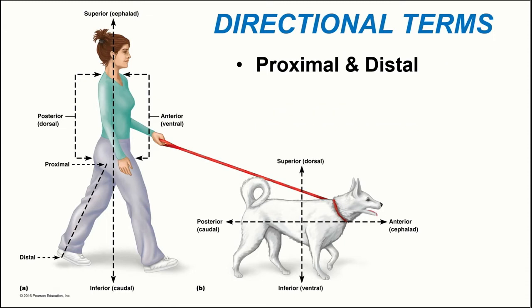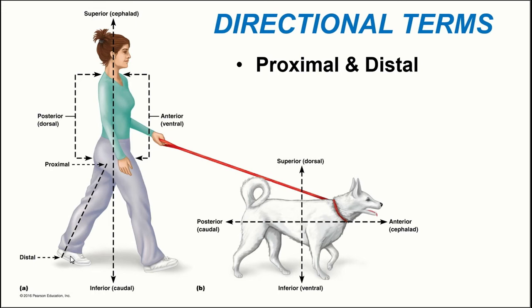Other directional terms include proximal and distal, and they are a little tricky to use because they are terms that refer to points on the limbs. Proximal is a position on a limb that is closest to the shoulder or to the hip. For example, using the lower limb here, the knee would be proximal with respect to the ankle because the knee is closer in proximity to the hip than the ankle is.